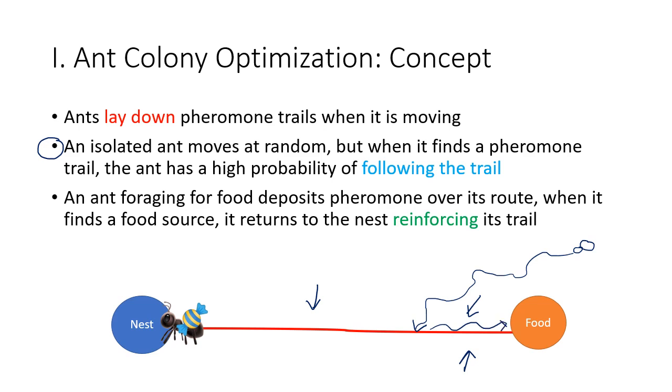So when it finds this food source, the ant will carry the food and follow the pheromone trail back to its nest, and it will use the trail over again, which means this trail will now get reinforced, making it a higher probability for other ants to follow the trail from the nest to the food source and from the food source to the nest. And this is how ants communicate with each other, through the pheromones laid down on their trail.